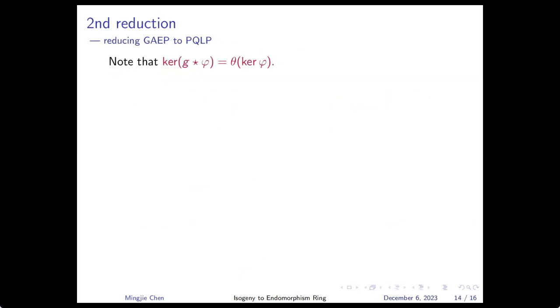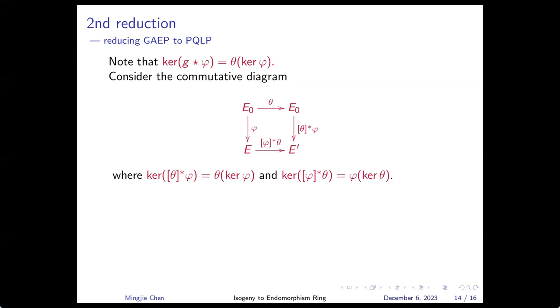Through the isomorphisms, we can see that the kernel of G star phi, where G star phi is the isogeny whose representation we are interested in, is equal to phi acting on the kernel of theta acting on the kernel of phi. So now let's consider the following diagram, which is the usual SIDH diagram, where the kernel of the right isogeny equals theta acting on the kernel of phi, which is exactly the kernel of the isogeny we're interested in. So basically, the isogeny on the right side of the commutative diagram is the isogeny G star phi. And the bottom isogeny has kernel phi acting on the kernel of theta.